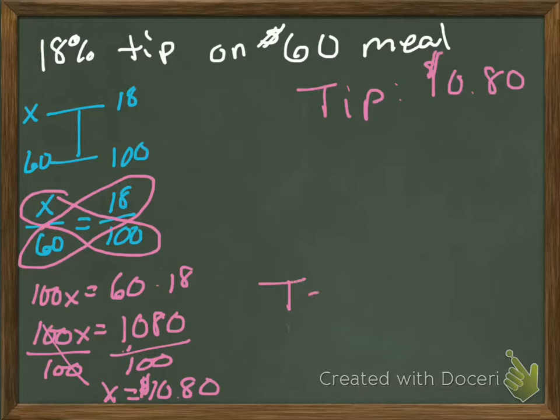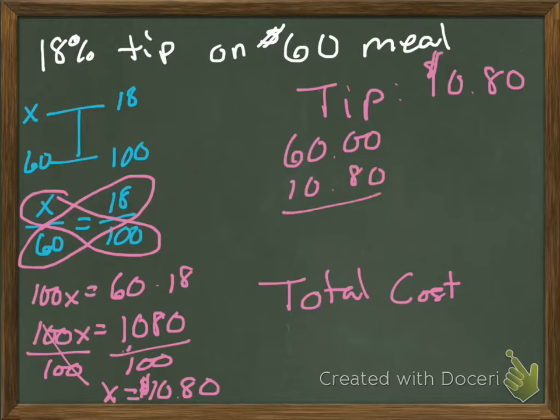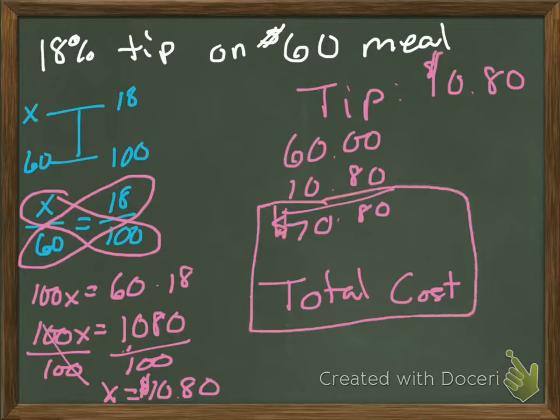Okay? So again, we have to figure out what's our total cost of the meal. So in order for us to do that, we're going to add in the $60 plus the $10.80 our tip, which is going to leave us with a grand total of $70.80. I hope your answer matched up. If you have any questions, please go back and watch the video.